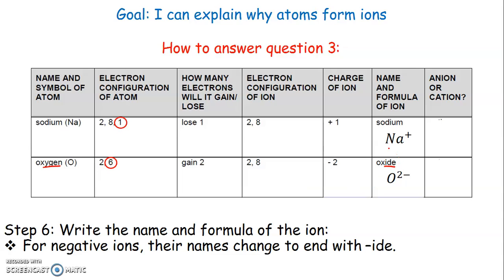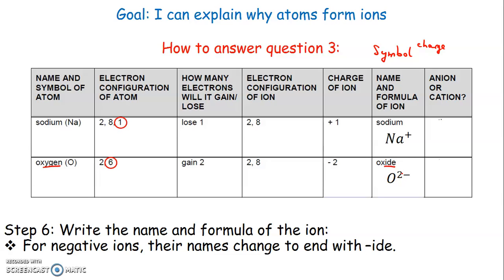And for the formula, remember, what you want to do is write the symbol, and then write the charge at the top here. So the symbol for sodium is Na, and the charge is +1. Now this is kind of like in math. If you remember math, we don't write the number 1. So we just write the plus sign here. And for oxygen, the symbol is O, and the charge is -2.